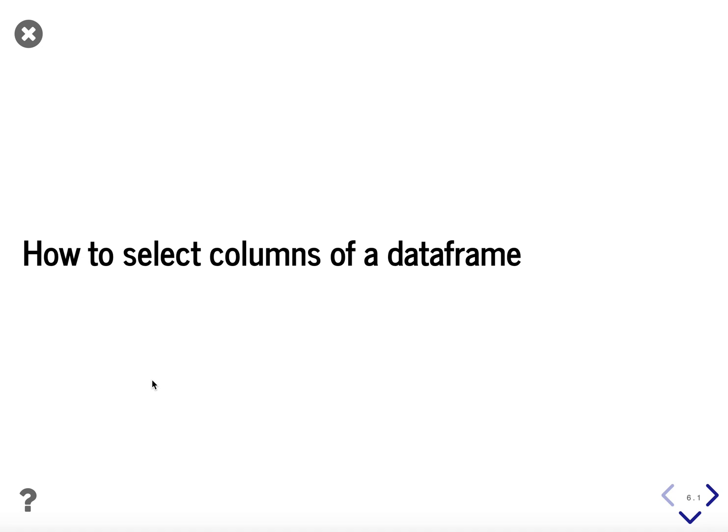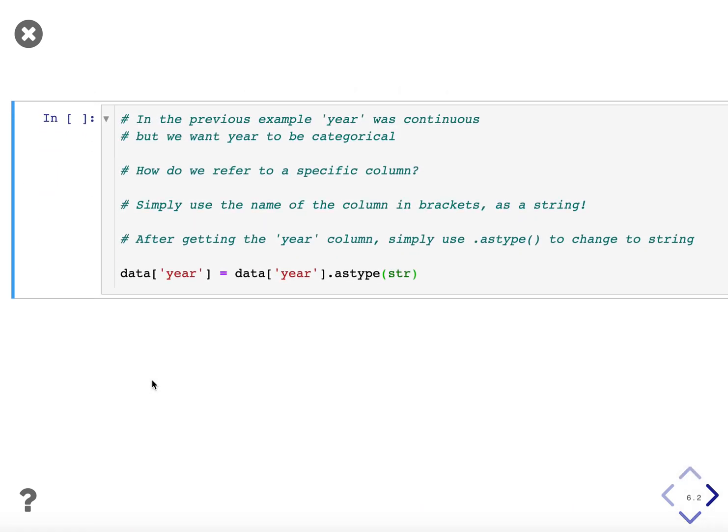Let's learn how to select specific columns of the data frame. If you remember, just in the previous example, year was treated as a continuous variable. The data that you read in has the data from years 2017, 2018, and 2019, but we don't want those to be treated as numbers. We want them to be treated as a categorical variable, as if they were like year A, year B, or year C. So let's try to change our year column into a categorical variable.